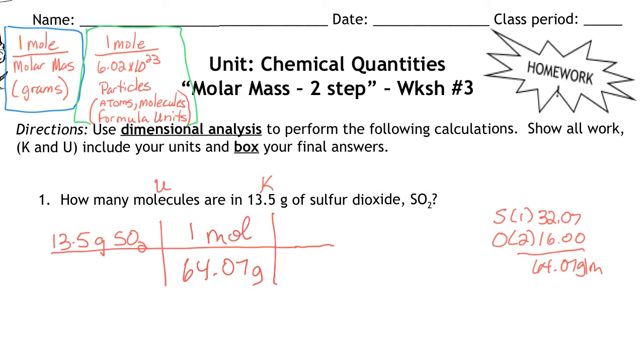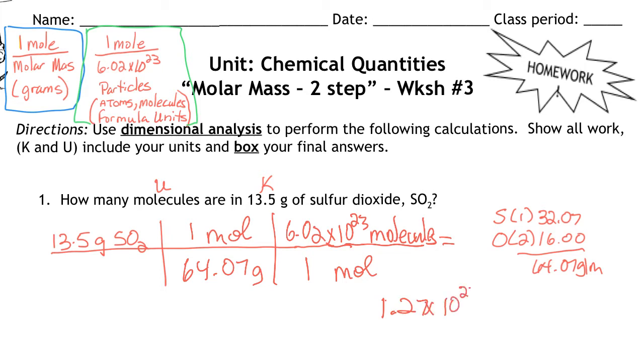Now I'm ready to go to my next one. I've got mole on the top, so I'm going to need mole on the bottom of the next one. And I'm going to look at my green conversion factor. Well, the number next to mole is 1. How many molecules are in a mole? That's going to be 6.02 times 10 to the 23rd, and in this case it's going to be molecules. You're going to put that in your calculator and you'll find that your answer is 1.27 times 10 to the 23rd molecules, and that's with the right number of significant figures. I'm going to put a box around it, and that's how you do that problem.